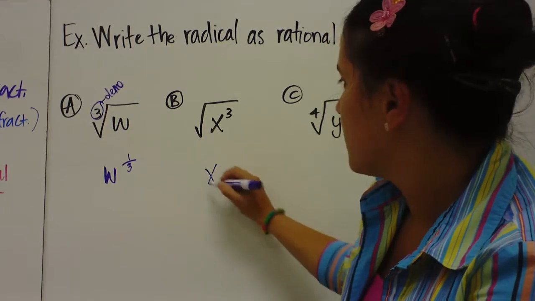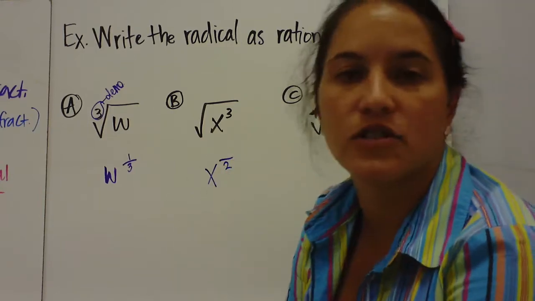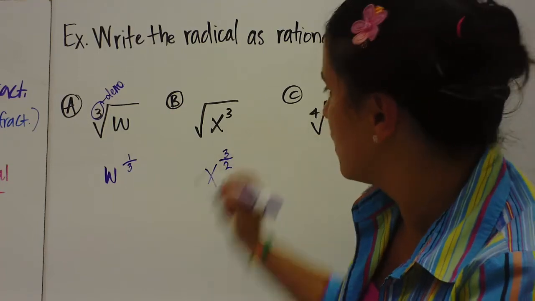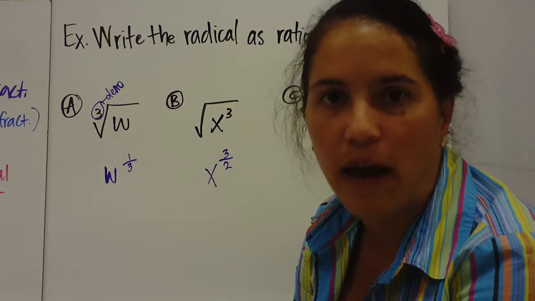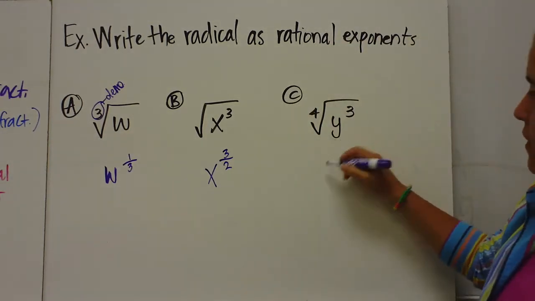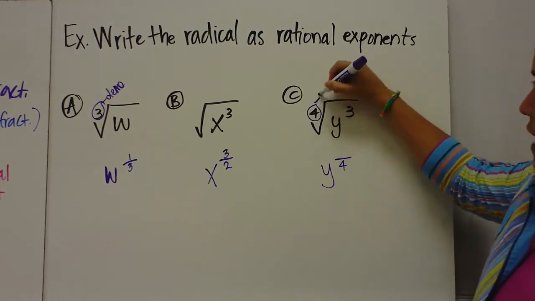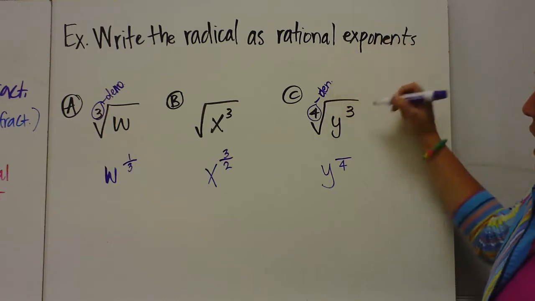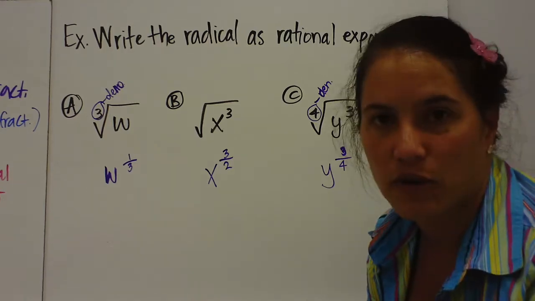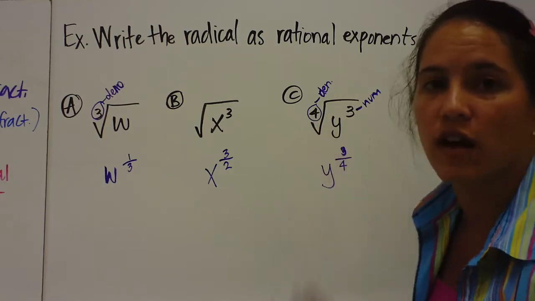And b, my root right here is a 2. So I know that it's going to be a square root. So my denominator is a 2. And the exponent is a 3. So that's x to the 3/2 power. X to the 3/2. C, my root is 4, so that is my denominator. And my exponent is 3. So y to the 3/4 power. Y to the 3/4 is the same thing as the 4th root of y to the 3rd power.